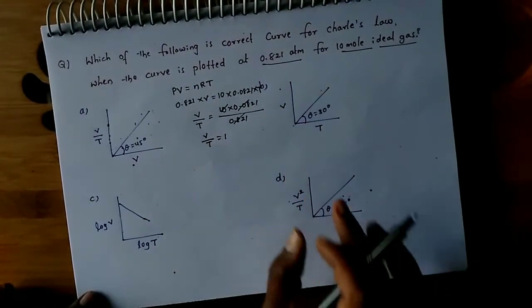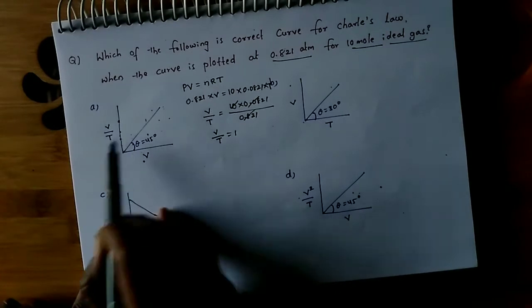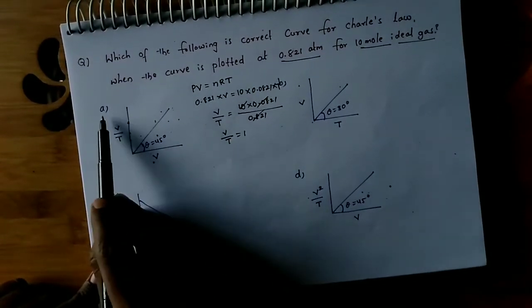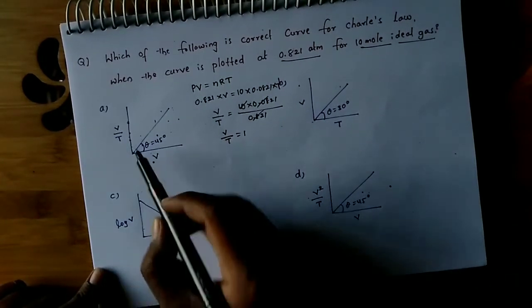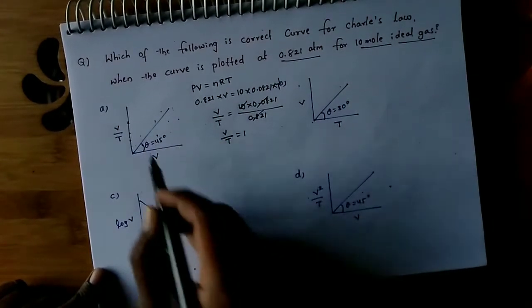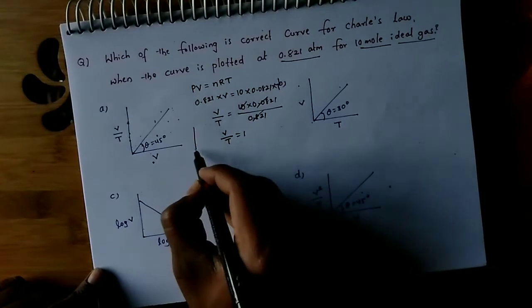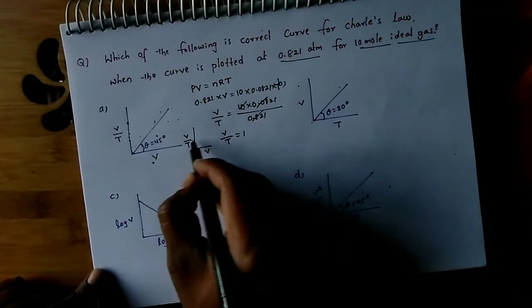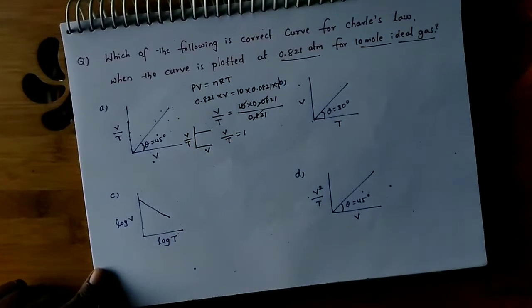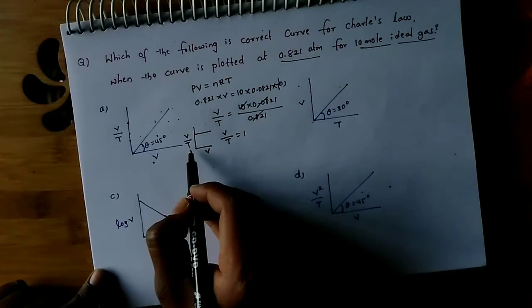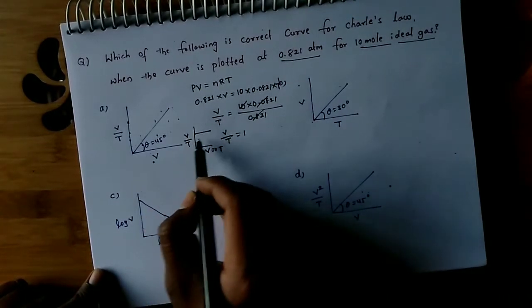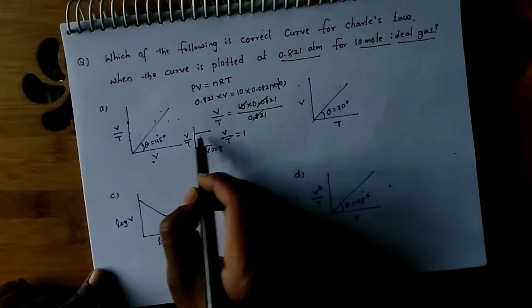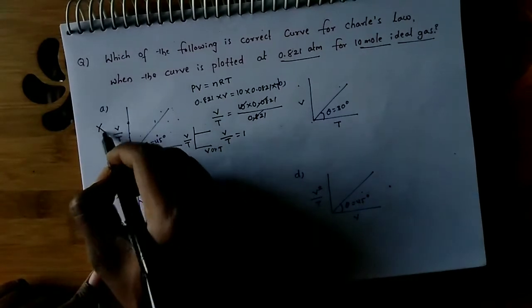Is this clear to all of you? Then we have to check these graphs. Here in option A, V by T versus V, the straight line from origin, but this is absolutely wrong because V by T is always constant. At constant pressure and number of moles, the V by T value never changes. Even if you change the volume or the temperature, this value never changes, right? It is always constant. So you can neglect this option.